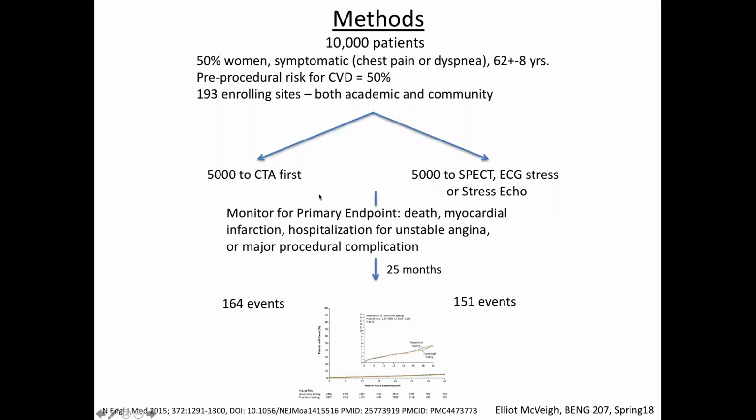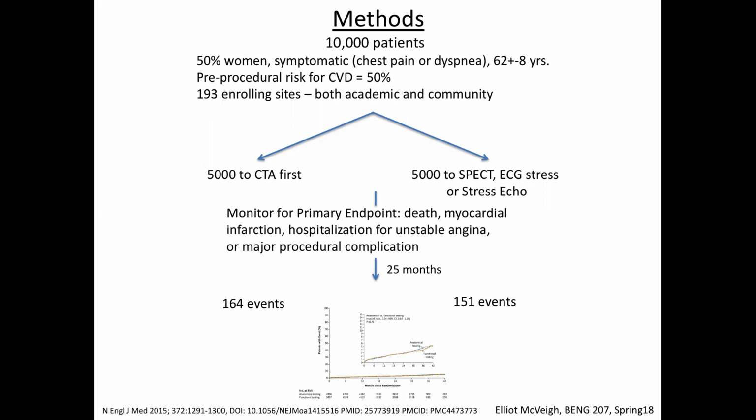So putting a stent in isn't totally risk-free. And then they followed this whole group for only 25 months, which is kind of too bad. I mean, you spend all this money, I think they should have tried to follow up for longer. But anyway, 25 months. And the interesting thing is, in the group that went to the CTA, that 5,000 people, they had 164 of one of these types of events. When you added them all up, only 164 people had events. Over here, 151 people had events.